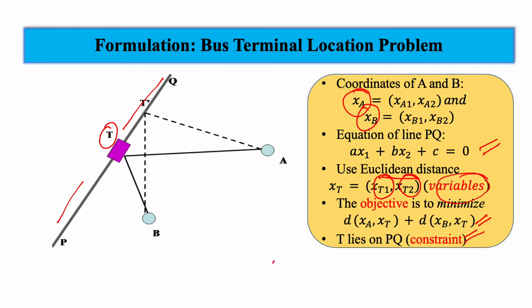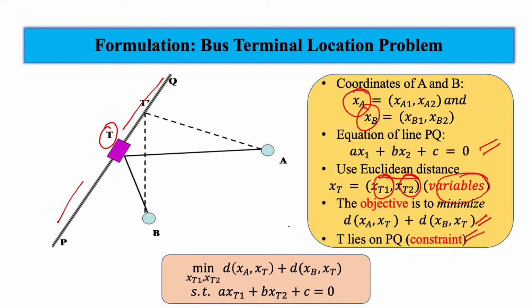So we can write this as a minimization problem. Distance between xa and xt plus distance between xb and xt, this we have to minimize. The sum of distances subject to the constraint that T lies on the segment PQ. Okay, so the coordinates of this point should lie on the PQ segment.